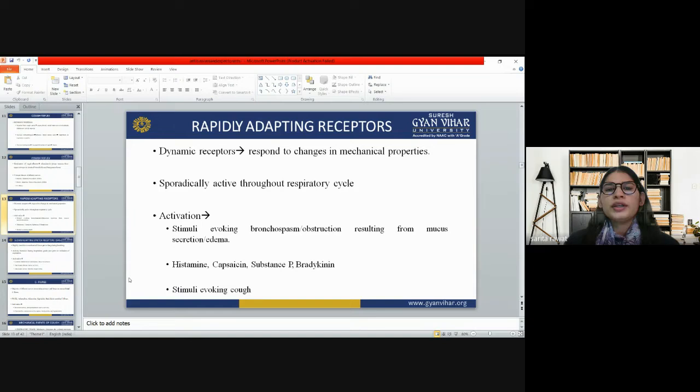When we talk about the rapidly adapting receptor, it is a dynamic receptor that responds to changes in mechanical properties, and it is sporadically active throughout the respiratory cycle. Its activation involves stimuli evoking bronchospasm, and obstruction resulting from mucus secretion or edema. Then histamine, capsaicin, substance P, and bradykinin also activate this receptor. Then stimuli evoking cough.